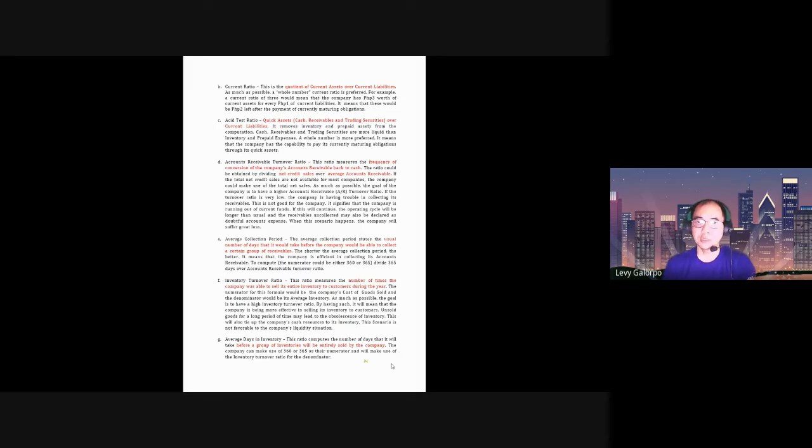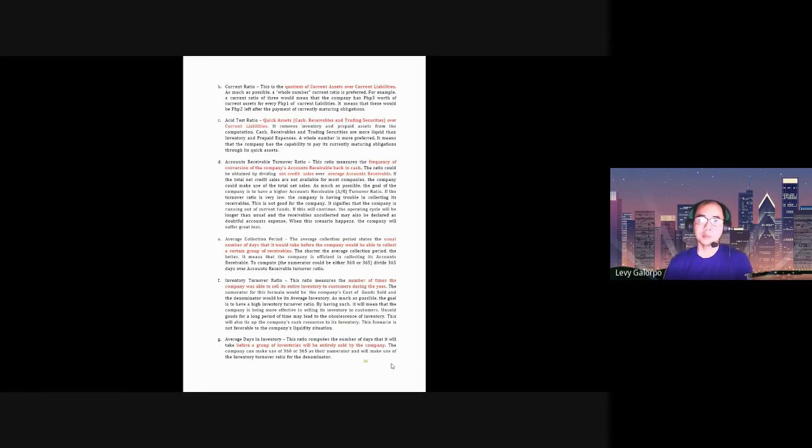Sa computation, a whole number is more preferred. It means that the company has the capability to pay its currently maturing obligations through quick assets. Kung dun sa current ratio ay positive yan, may pambayad tayo sa ating utang. Ito naman, mas mabilis ang pagbabayad kasi meron tayong basis, yung cash, receivables at trading securities na mas mabilis i-convert sa cash. Kaya, may mabilis na pambayad.